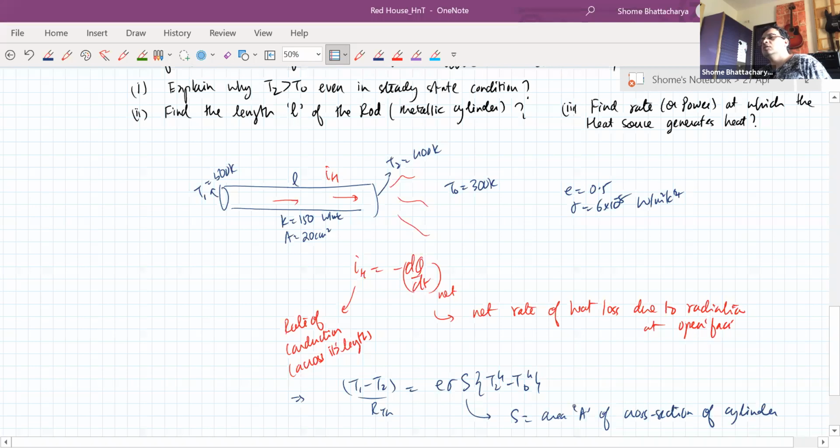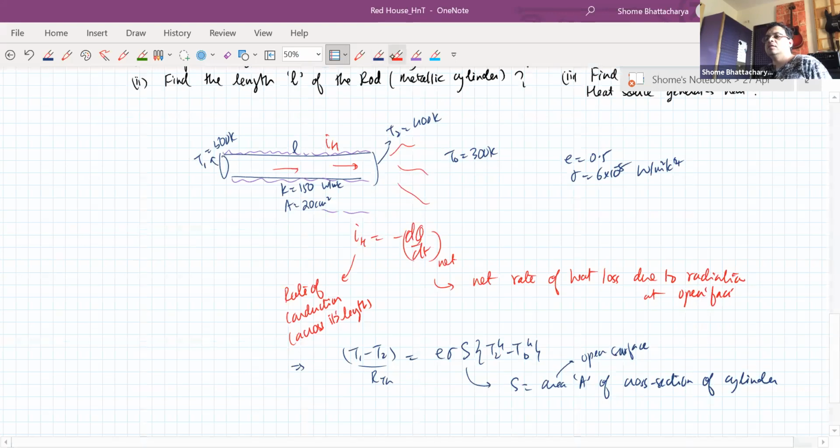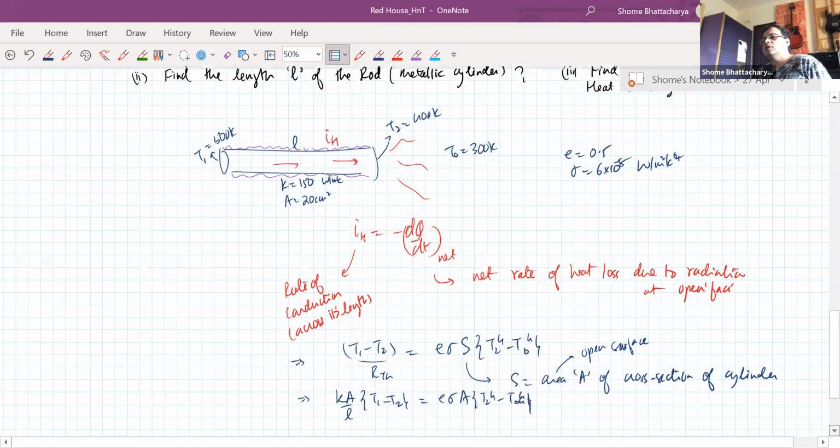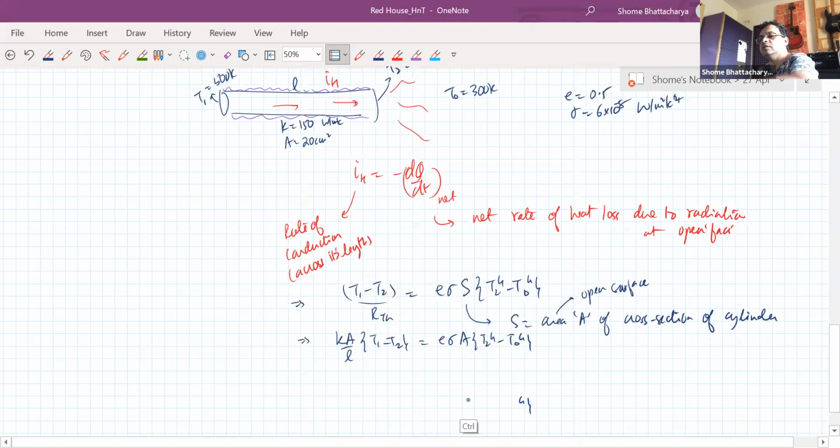Okay. Because this is the open surface which is exposed to the environment. Rest of the surface is of course insulated, so no heat is escaping from that. So this surface area will have the same value as the cross-sectional area on the left-hand side. So in fact, interestingly, to find out L, we don't even need the value of that. Okay. KA by L into T1 minus T2 should be equal to E sigma into that same area into T2 to the power 4 minus T0 to the power 4. So as you can see, that area part gets cancelled out. We don't even need it.